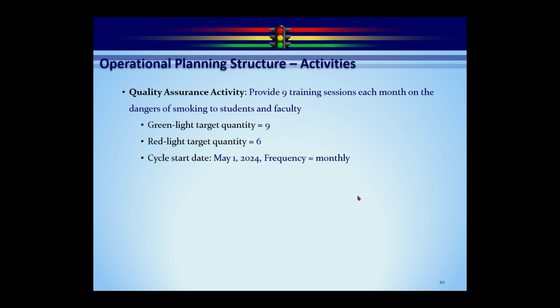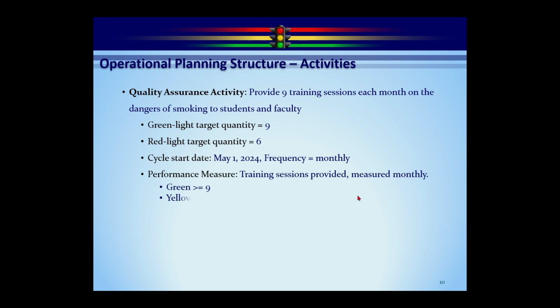In this case, instead of a beginning date and ending date, we have a cycle start date and a frequency. So as you can imagine, if it's May 1, you can calculate the ending date to be the end of May. Once we move to June 1, then the ending date becomes the end of June. So there's still an ending date, but it's calculated instead of entered in here.